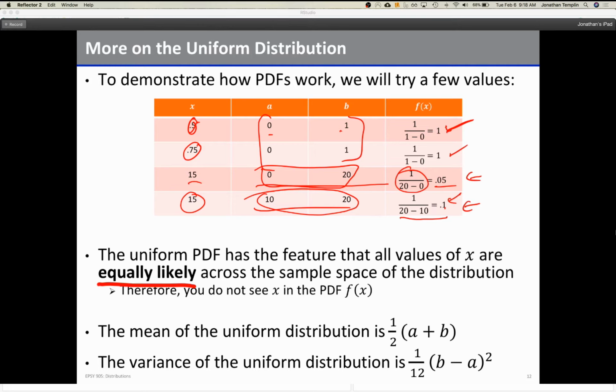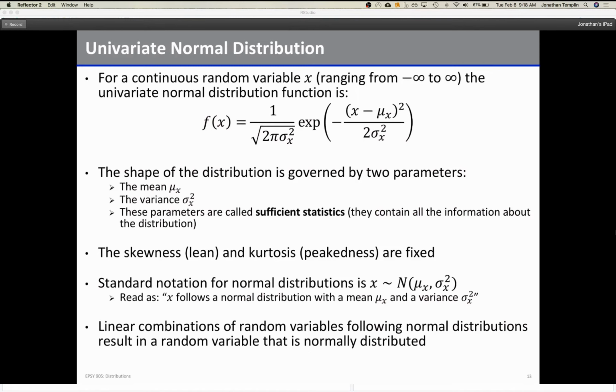Because everything's equally likely, you don't see the value of x in that PDF function, right? The PDF is 1 over b minus a. The mean of this distribution we can find is right at 1/2 (a plus b), and the variance is 1/12 (b minus a) squared. And I think this is funny. Why 12? Well, part of our lecture as we go forward will tell you why, but that's sort of trivial and not really needed for what we're doing. It's just funny to see a number like 12 show up, or 6.